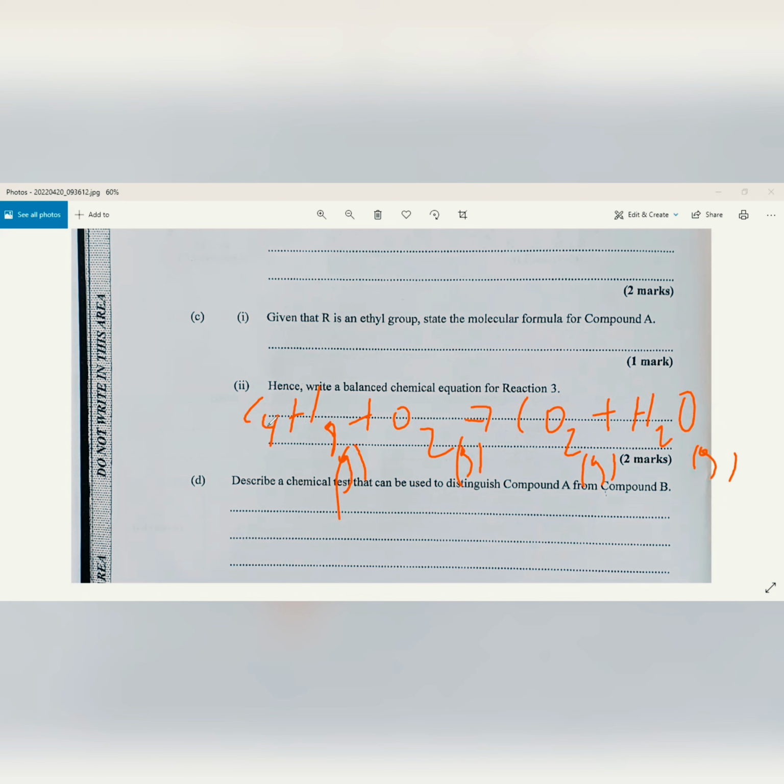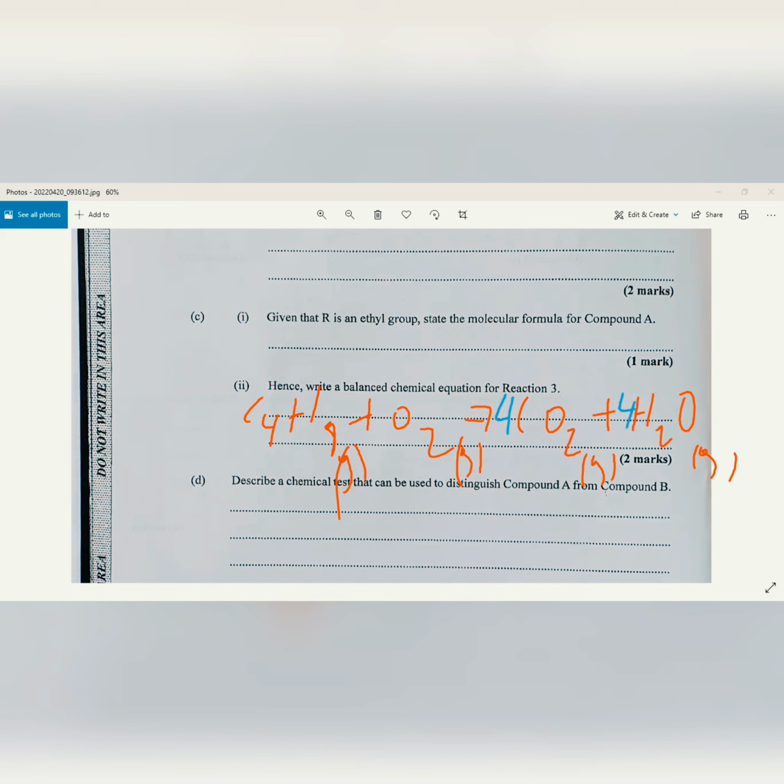It's 4. If it's 4, you just put a 4. Let me change the color for that. You put a 4 right there. Okay, then you look at the number of hydrogens. It's 8. So now you need 8 on the right. So this is 2 already, so you're going to multiply that by 4 and you're going to get 8 as well.